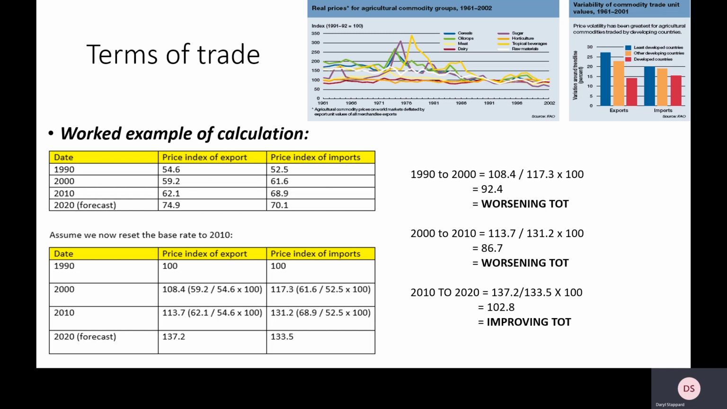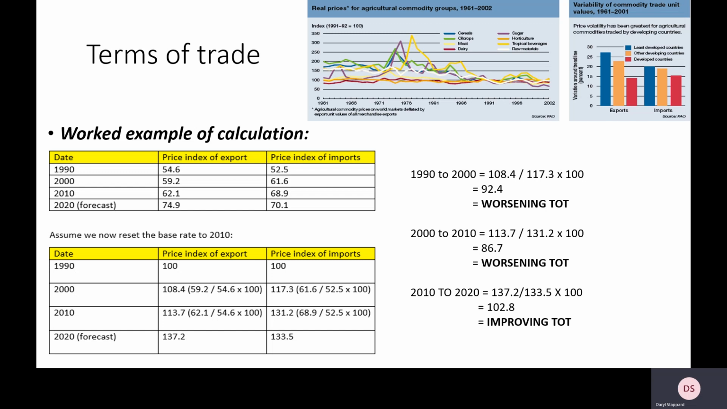So when you look at the data from 1990 to 2000, due to worsening terms of trade, our basket of exports would only buy 92.4% as many imports as what it would do in the base year. From 2000 to 2010, it's even worse. The basket of exports would only buy 86.7% of the imports it would do before. From 2010 to 2020, the same basket of exports will buy an additional 2.8% imports on top than what it would do before.